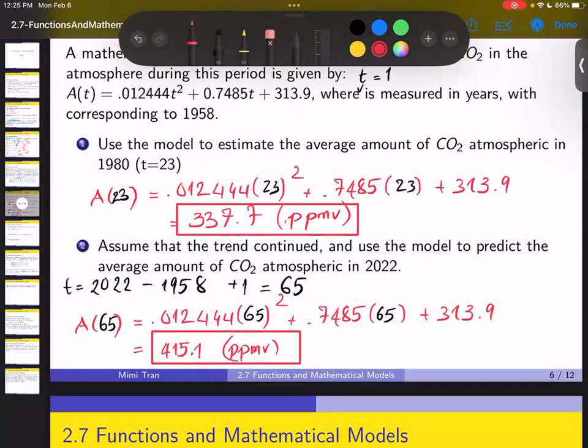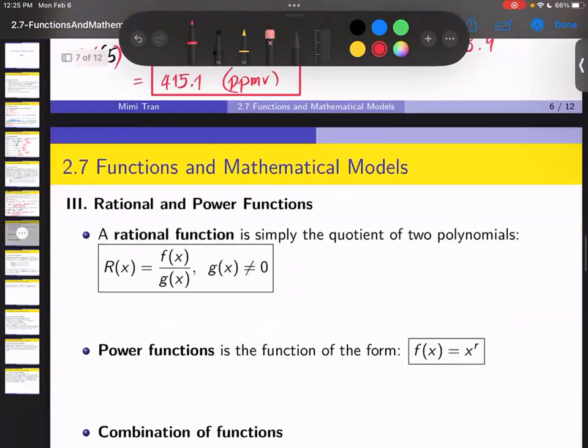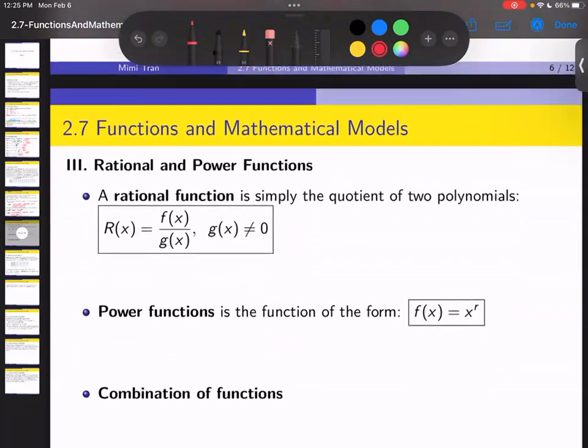So that's polynomial. There are 3 more functions I want to introduce to you. The next one will be rational function. We learned about this before. I don't know if you can remember when we learned about domain. Rational function is a polynomial divided by a polynomial. The domain for the rational function is everything except where the denominator is 0.